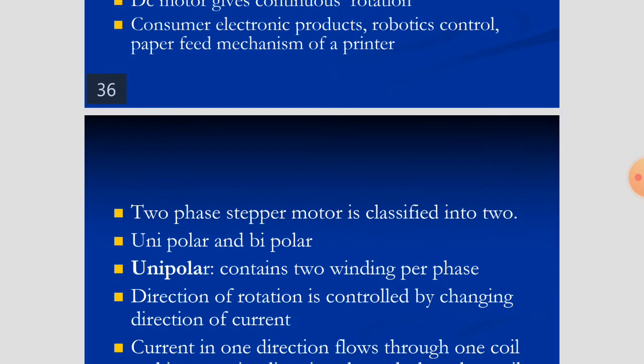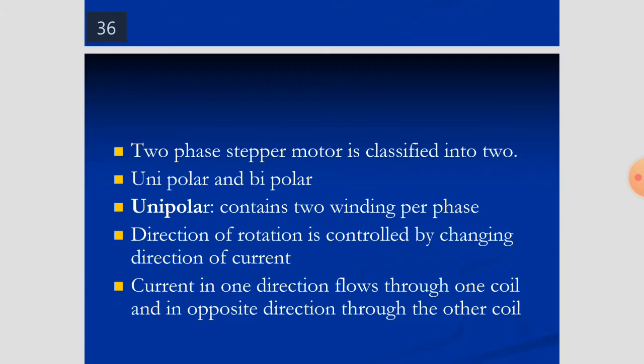So there are two types of stepper motor: unipolar and bipolar. The unipolar type contains two windings per phase, and the direction of rotation of the stepper motor can be changed by changing the direction of current.